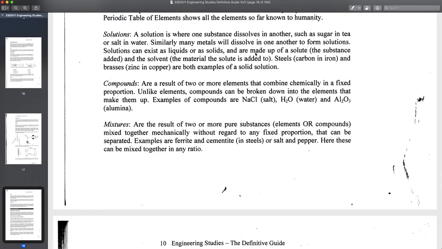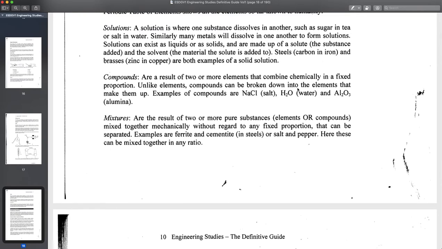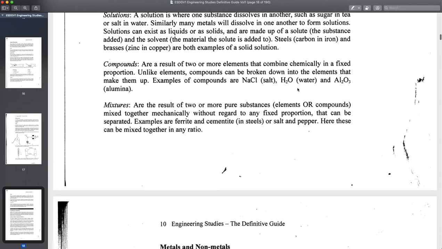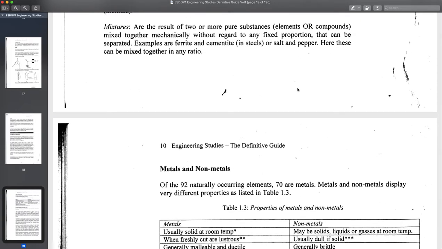So we're going to talk about that later when we talk about interstitial and substitutional alloys. But for the moment, you just need to know that solutions are another term for alloys, I guess is probably good. Okay, mixtures. We come across many mixtures in our day-to-day life.